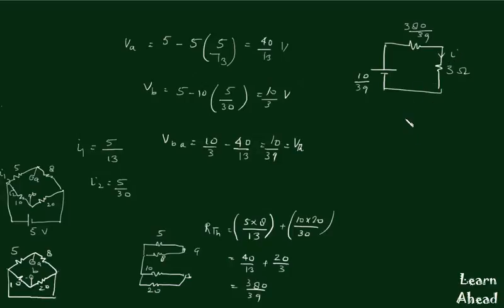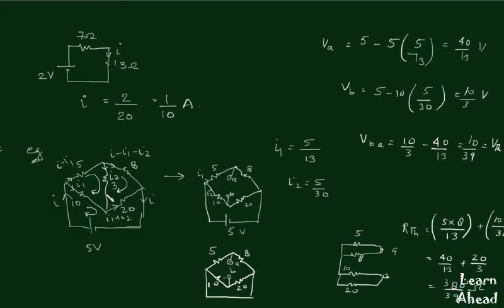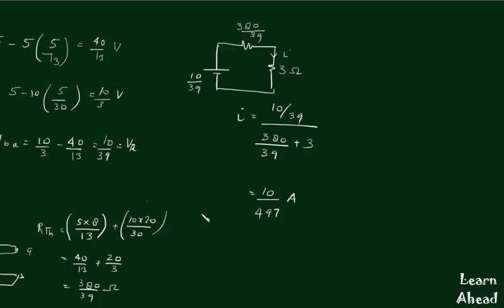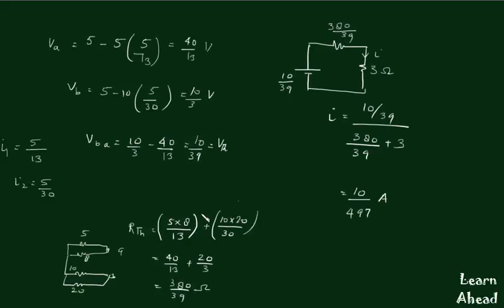From here you can find I equal to 10 by 39 upon 380 by 39 plus 3 ohm, and this comes out to 10 upon 497 ampere. And the direction of current will be in this direction because VB is at higher potential. So this is how we find current in any particular branch by using Thevenin's theorem.